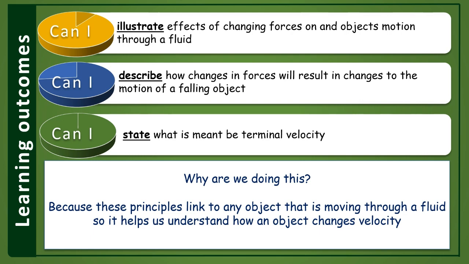What I want you to get from this is, first of all, to be able to state what terminal velocity is, understand what those words mean. I want you to be able to describe how changing forces will affect the motion of the object, how it makes it maybe speed up, slow down, or even fall at a steady pace. And finally, I want you to know how a velocity time graph can illustrate an object accelerating up to or decelerating down to a terminal velocity.